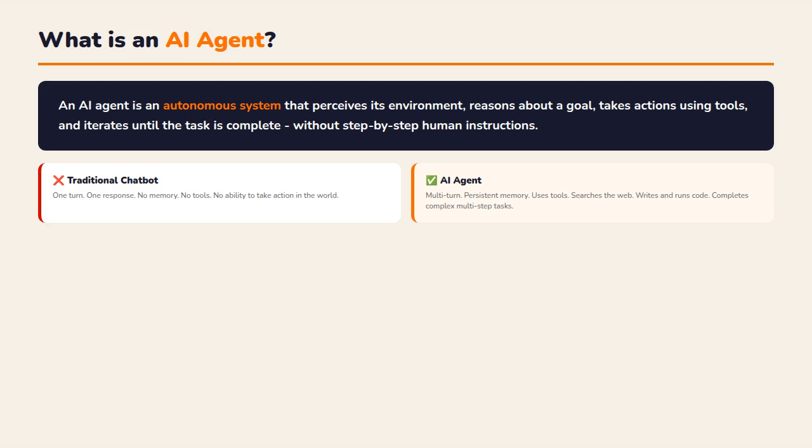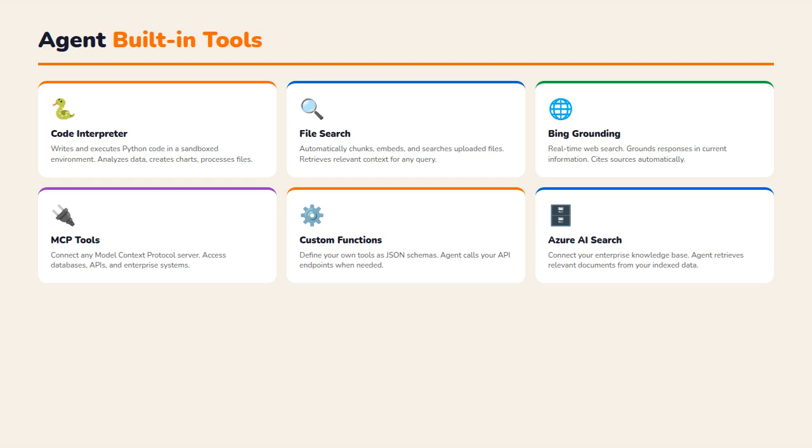Agents have access to over 1,400 tools, can maintain persistent memory across sessions, and can reason through complex multi-step problems, capabilities that go far beyond simple question-and-answer interactions. The Foundry agent service provides hosted infrastructure for production agents.